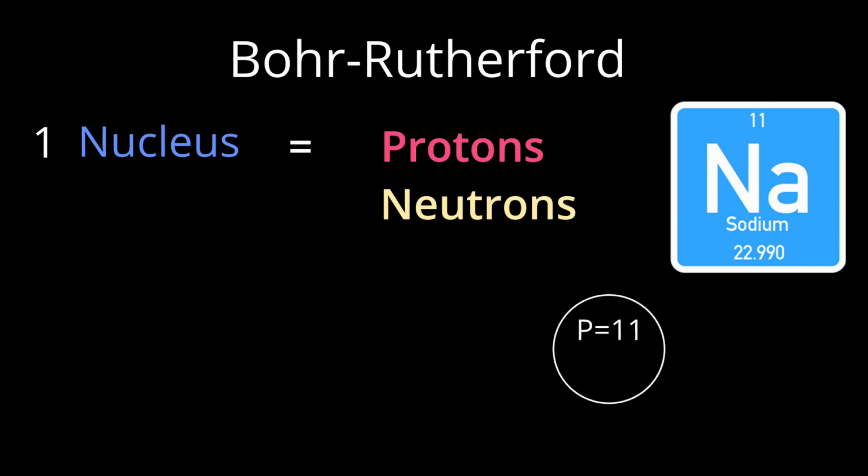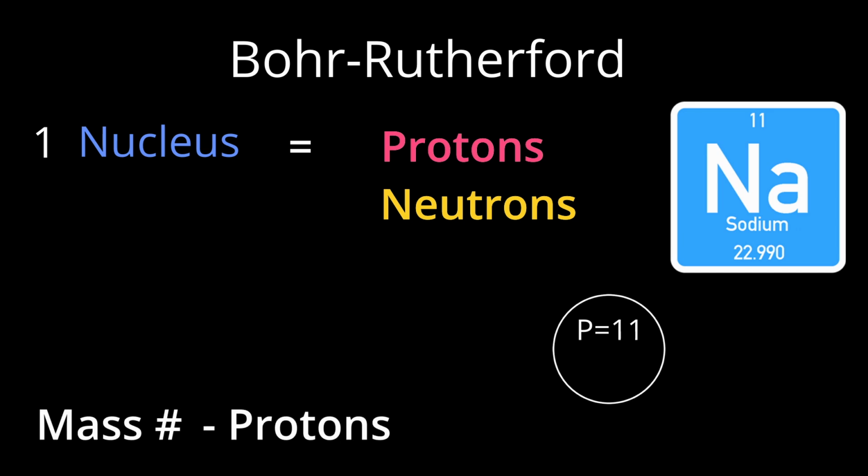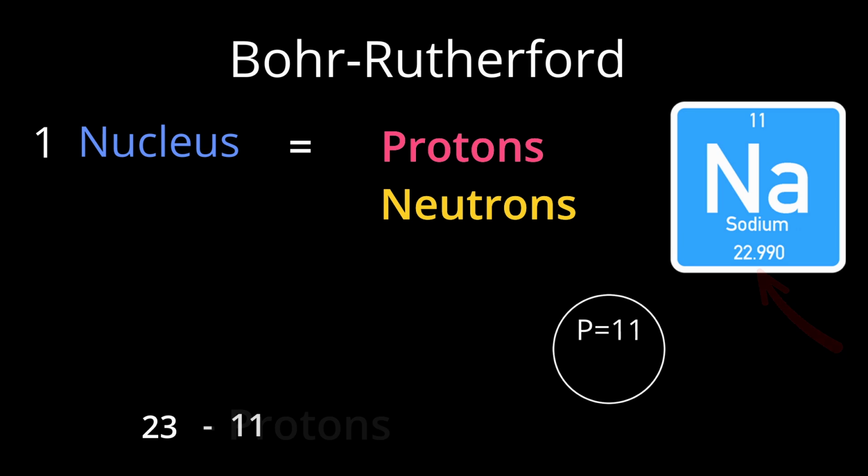Next, to find the number of neutrons, you'll need to determine the mass number and subtract the number of protons from it. You can round the atomic mass, which is this little number right here, to get the mass number. For sodium, the atomic mass is approximately 23, so we could just round that to 23. And after subtracting the number of protons, which is 11, we find that sodium has 12 neutrons.